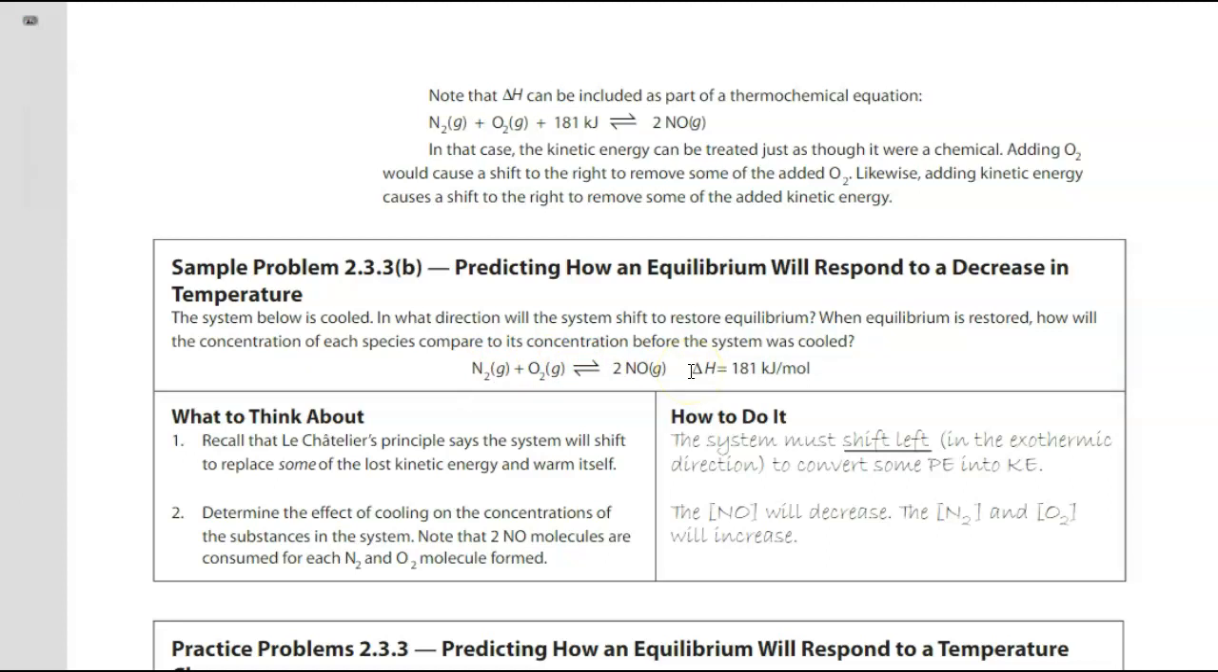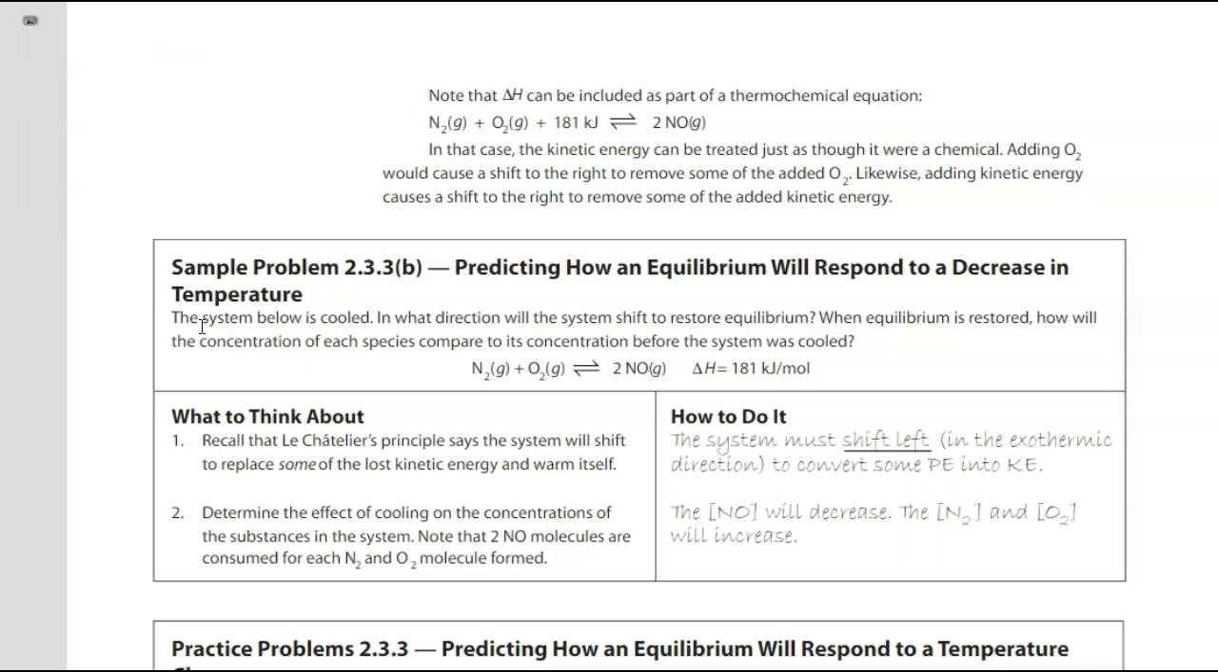Meanwhile, the delta H is positive, which means it's endothermic, and our book has suggested that we do the same thing I just mentioned, which is to think of or picture the heat in an endothermic reaction as a reactant. In this case, the value, 181 kilojoules, is written as a reactant. It says the system is cooled, so the temperature is dropped. In what direction will the system shift? And when equilibrium is restored, what will the concentrations of each of the species be compared to before?